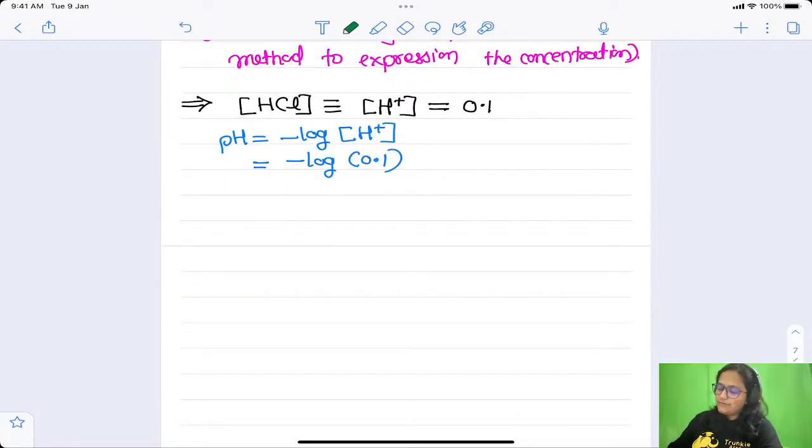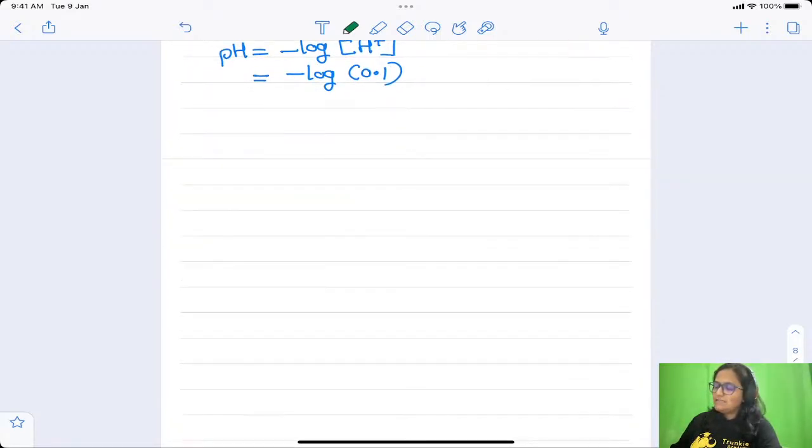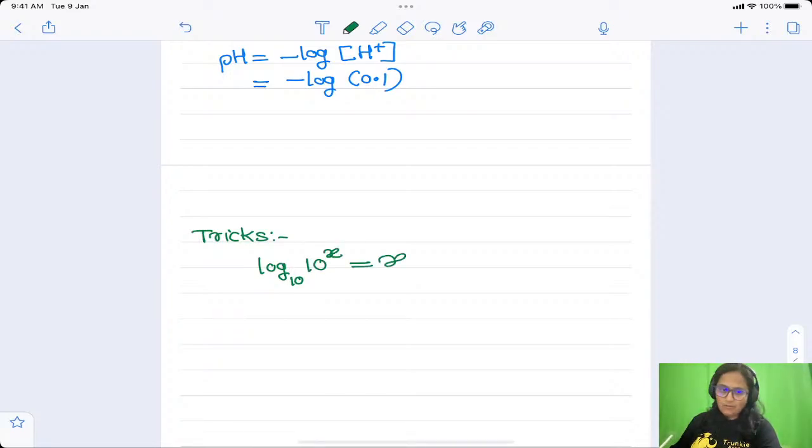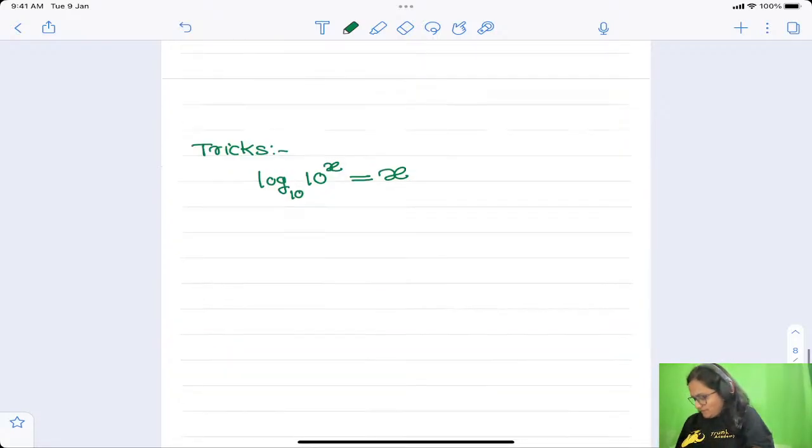So let us see first of all some tricks. The tricks I will write down below, and then I'll solve these questions. Tricks for logarithm. So let me write them down. Always remember, the log to the base 10 of 10 power x is always equal to x.